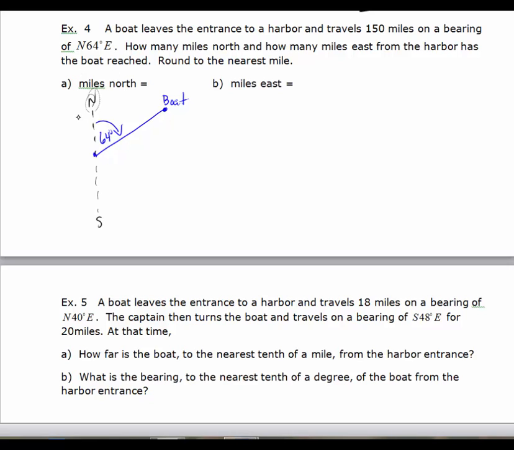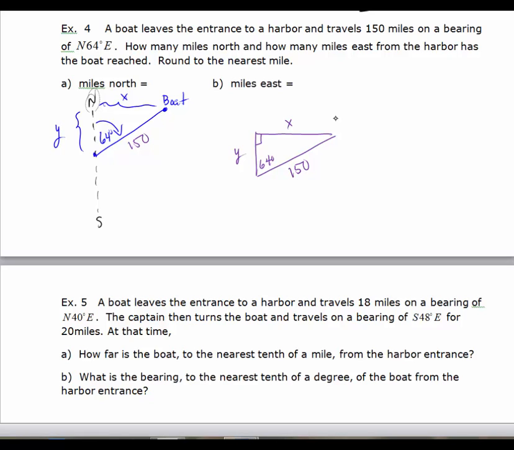And so if I want to know how many miles north, I want this distance right here. We could call that y. And if I want to know how many miles east, we'll talk about this distance right here. We can call that x. So if I just want to draw that triangle to help me see it a little bit better. I know that I've gone 150 miles, so that distance right here is 150. We said this was 64 degrees. This is a right angle. I want to find y and I want to find x.